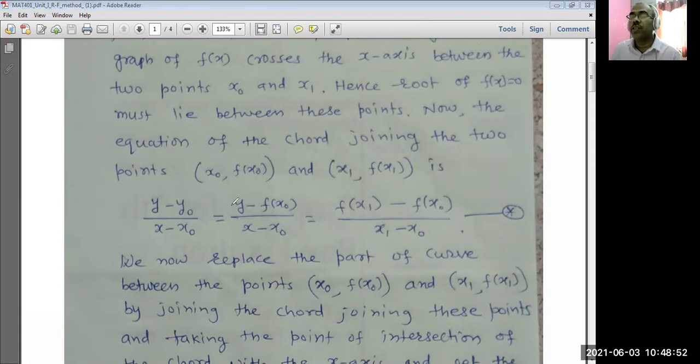Here we put this as 0 and simplify further. Its simplification is done below. So let us quickly go through it. See.